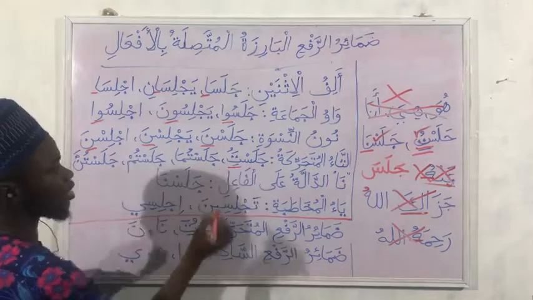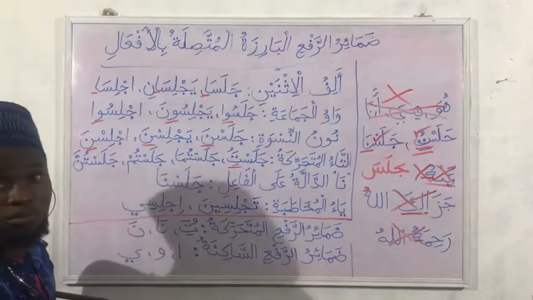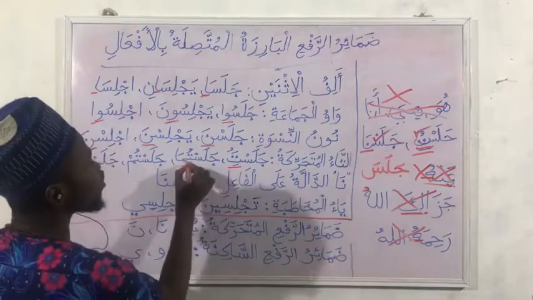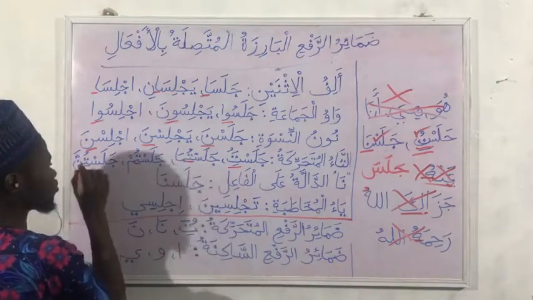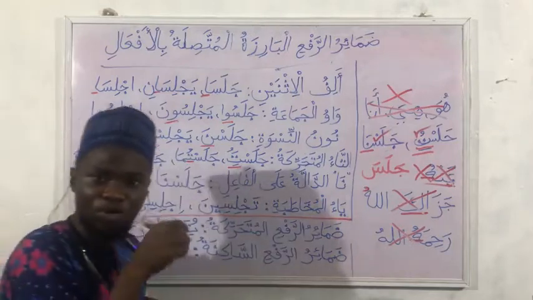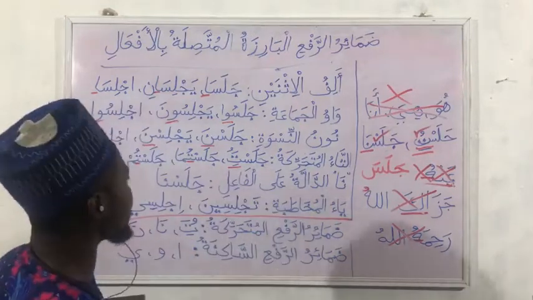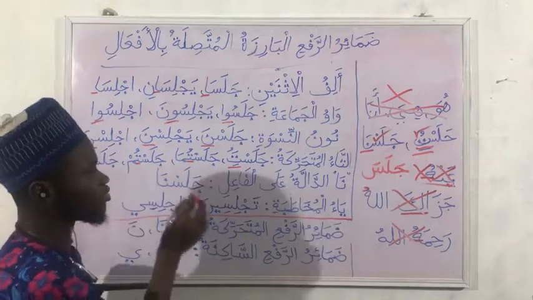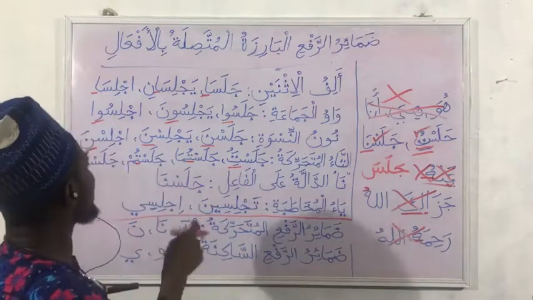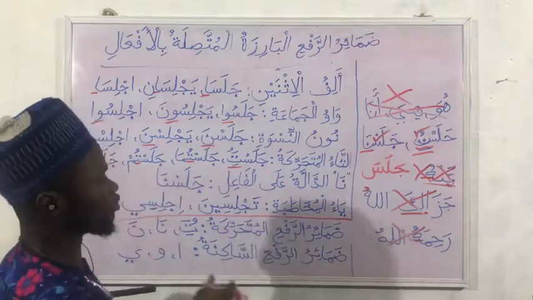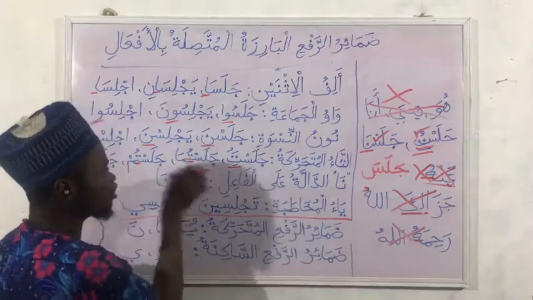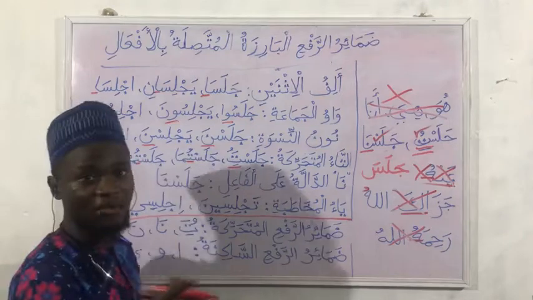So it is just this ta. Or we can have what? Jalastum, jalastuma, or jalastunna. So it is just the ta we are looking at, not the mim or the nun. So the ta is the pronoun that we are after. So this mim and nun are just increments to denote the number and the gender. So they are not the pronouns. So the pronoun we are looking at is just what? It's just the ta.